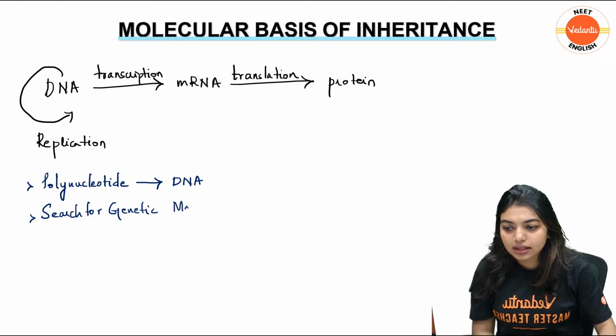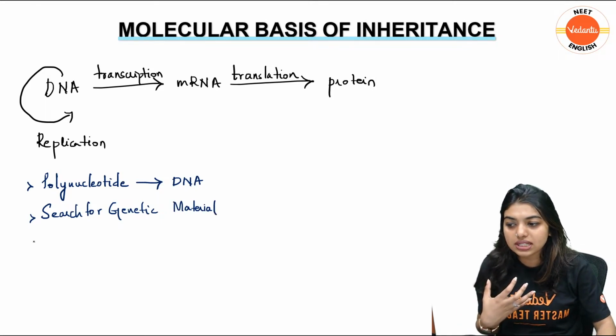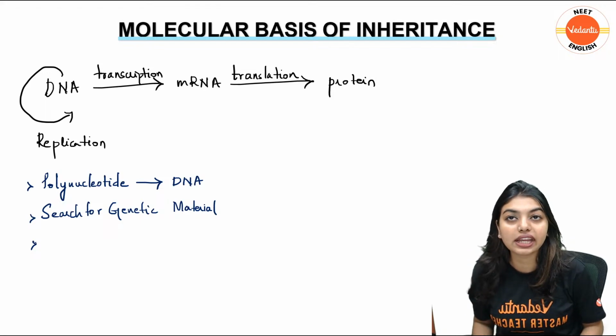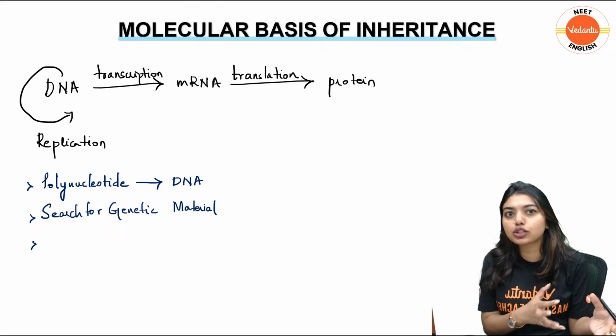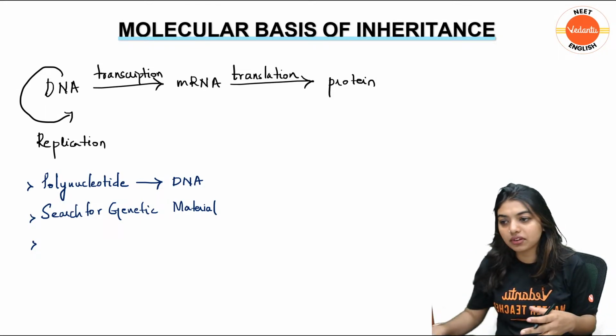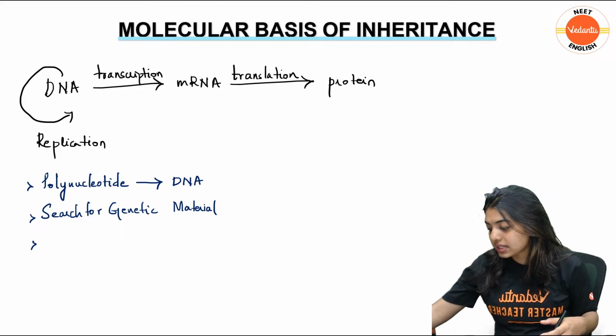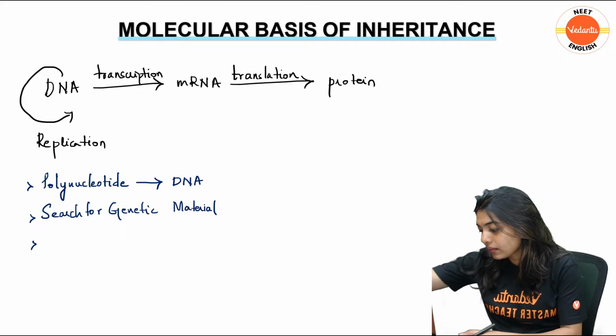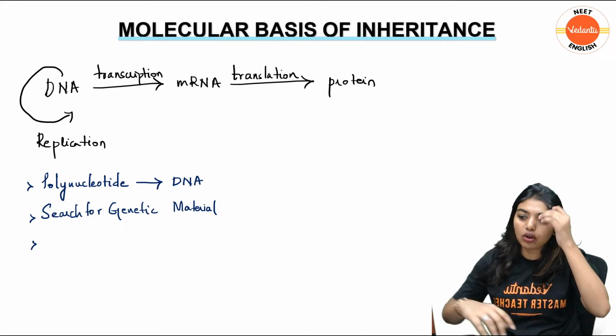How did they actually come across this DNA? How did they find DNA? What was the thing that led to the finding of DNA? All these we will be understanding in the class.